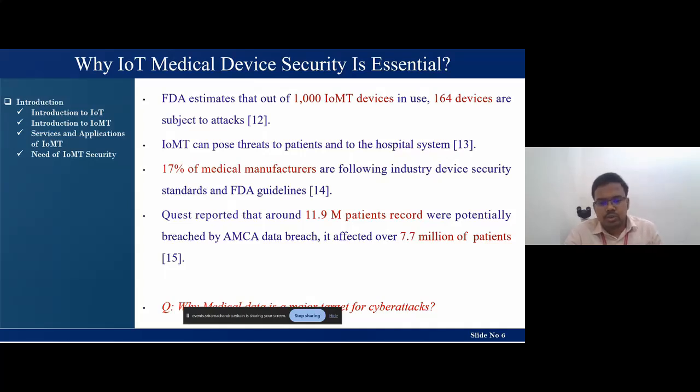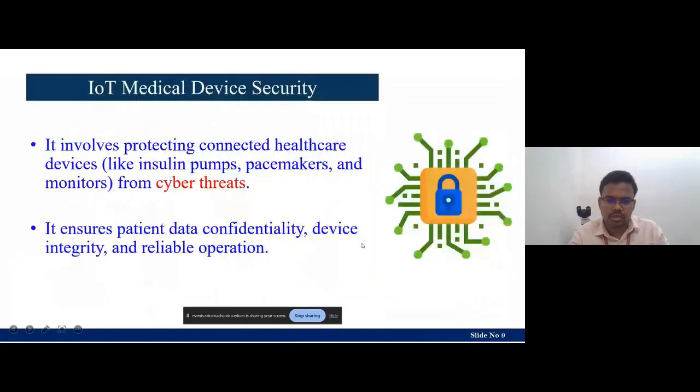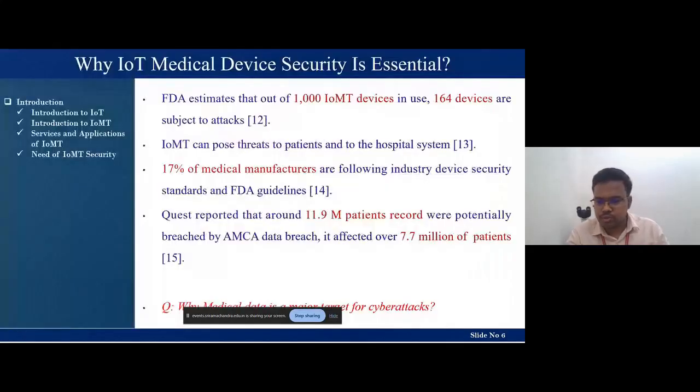The Quist reported in 2019 that around 11.9 million patient records were potentially breached by AMCA, American Medical Collection Agency records. The data breach happened and it directly affected 7.7 million patients. It was a huge breach.